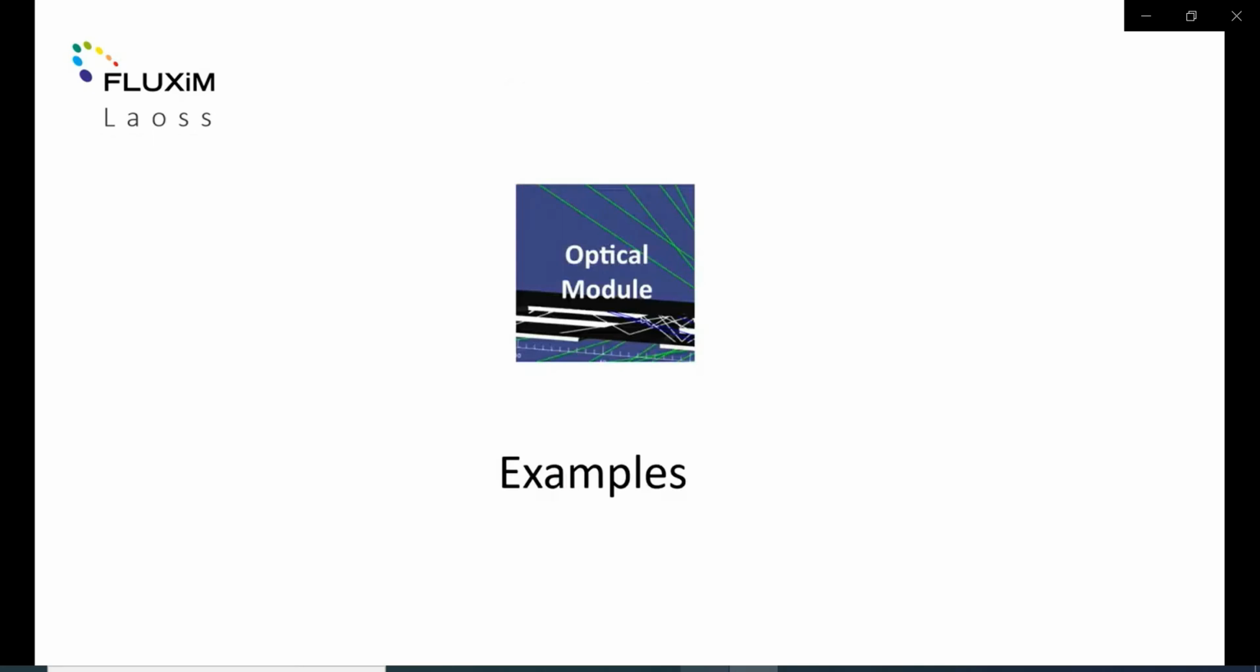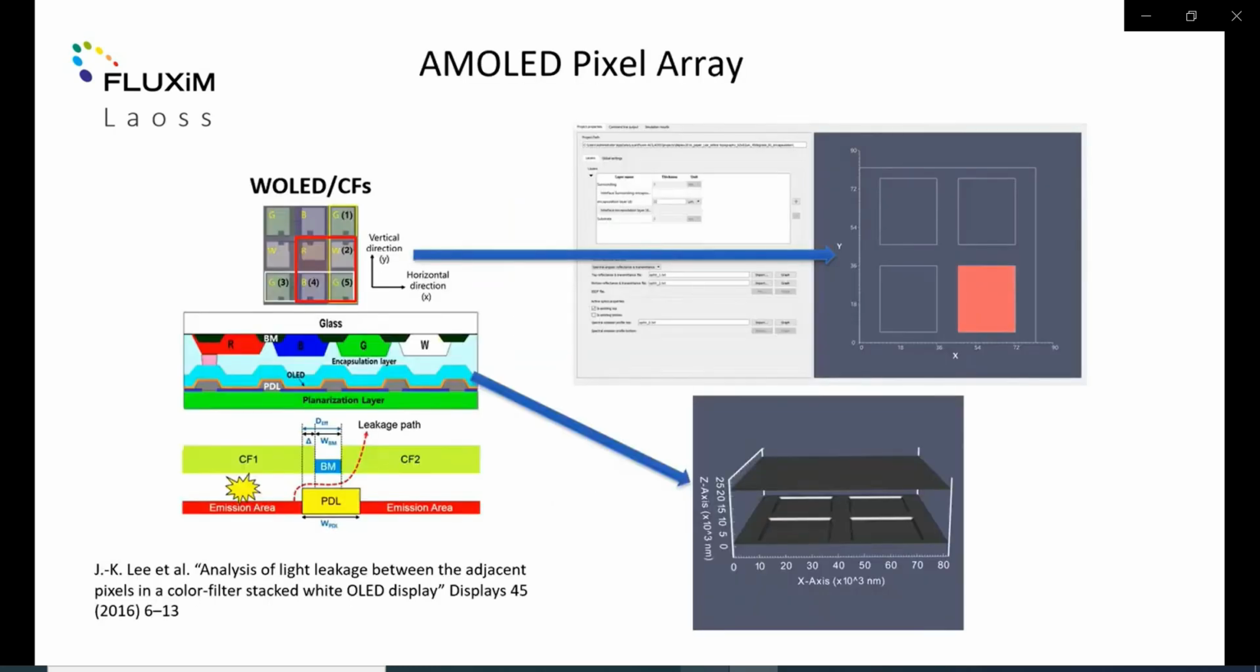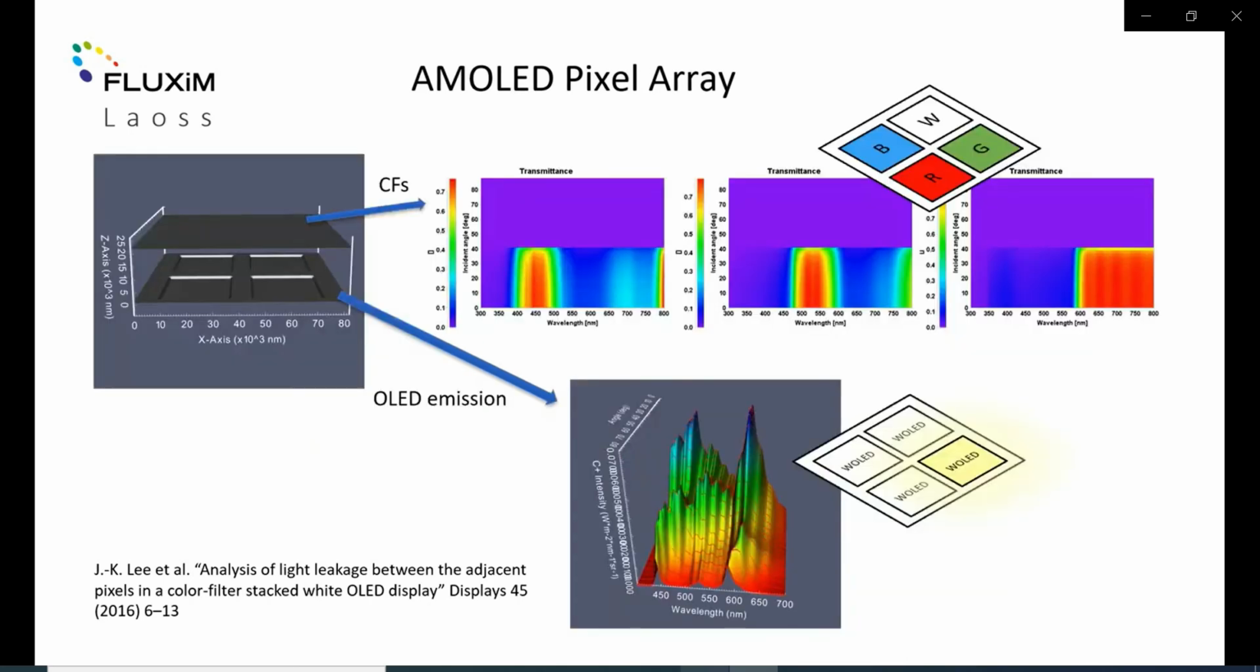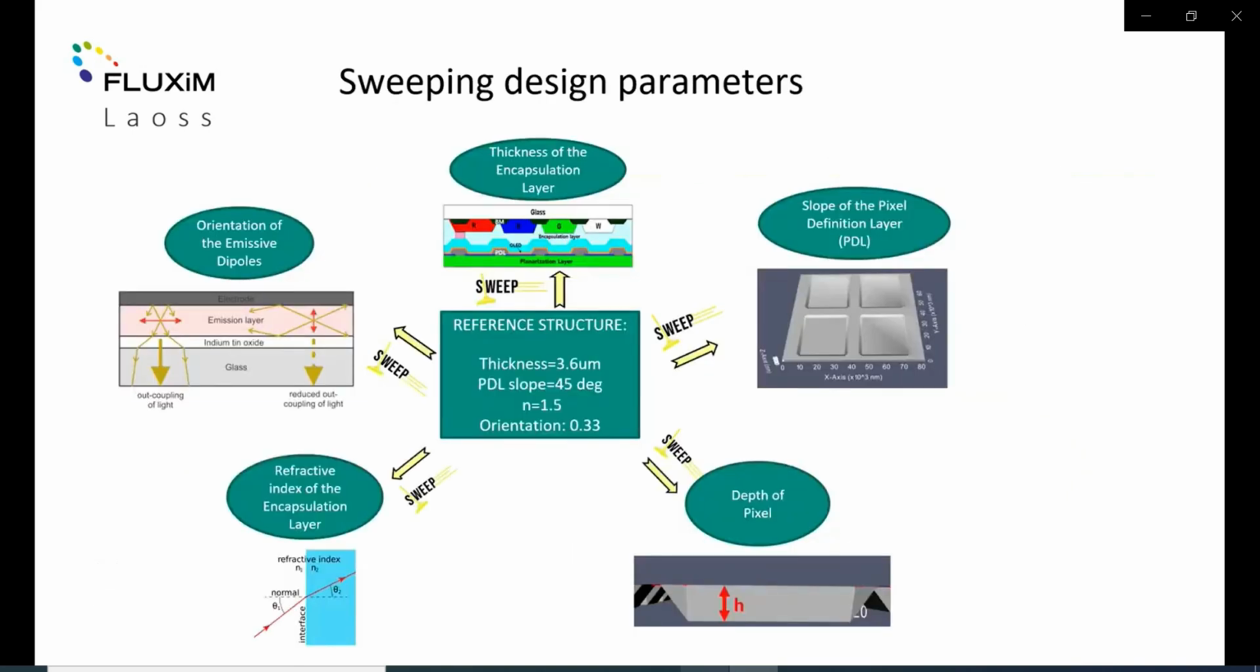Let's now move on to the application examples generated with Laoss optics. The first example focuses on optical pixel crosstalk. We implemented a similar structure to that presented by Lee et al. in Laoss in order to mimic the full display. We simulate the smallest repeating unit and use periodic boundary conditions. As an input, we have to provide the white OLED emission spectrum as well as the optical properties of the different color filters.